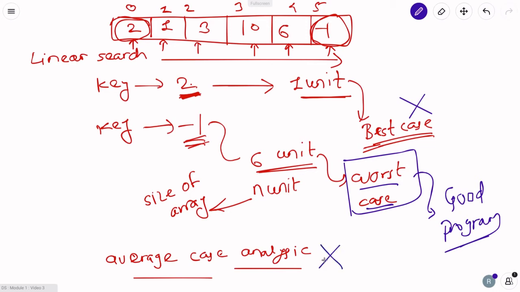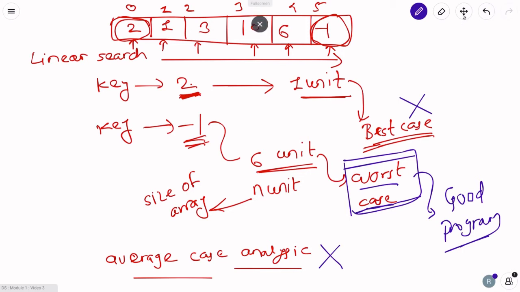So as a programmer we will always consider the worst case analysis, because as I said, if the program has good running time for the worst case, then for all the cases that program will run better, or that program will perform very well. So that's why we should always worry about the worst case. Now let's go back to the previous discussion that we were having.